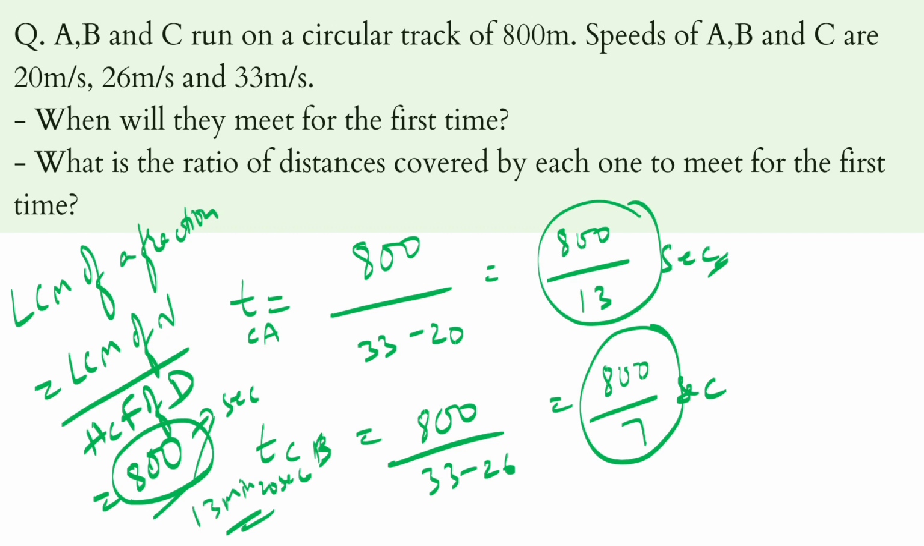Now, what is the ratio of distances covered by each one to meet for the first time? Ratio of distances. We know the ratio of distance is equal to the ratio of speeds, right? So in the second case, the ratio of distance covered is equal to 20 is to 26 is to 33, which is the ratio of speeds. So now we have completed all the concepts of time, speed and distance.